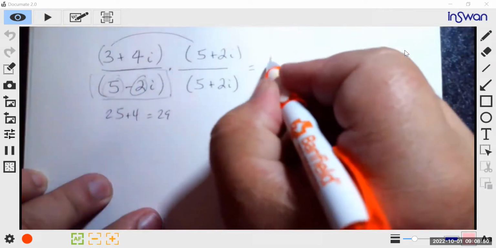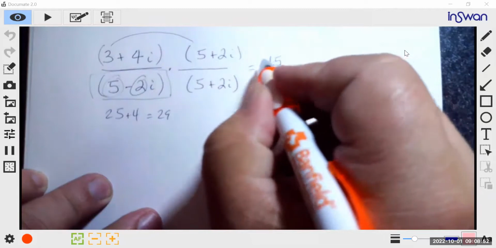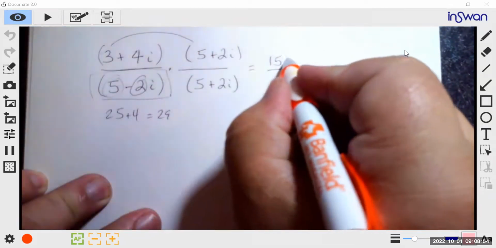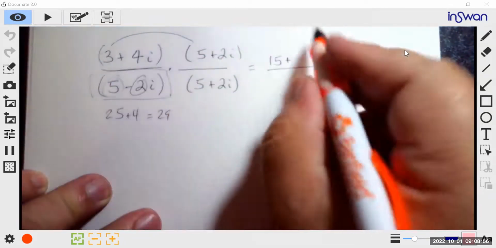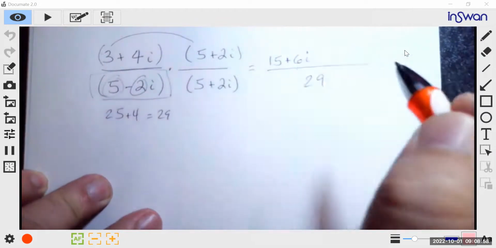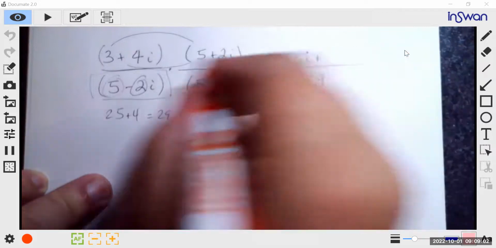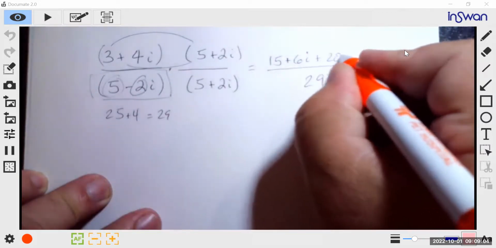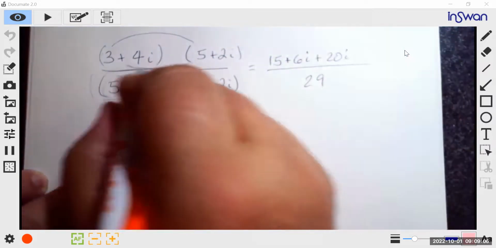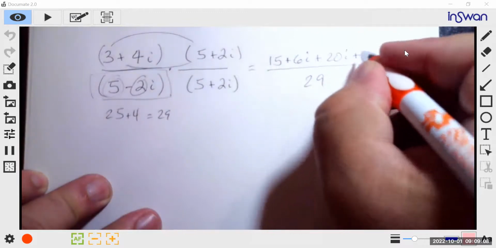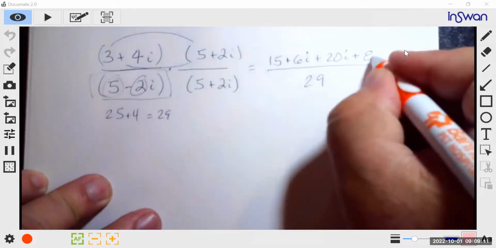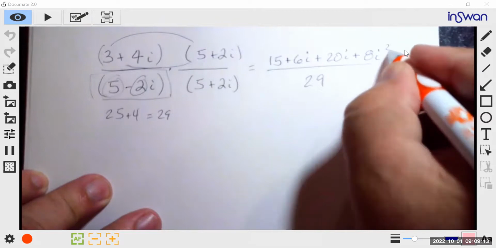Three times 5 is 15. Positive times positive is a positive. 3 times 2i is 6i. Positive times positive is a positive. 4i times 5 is 20i. Positive, positive. 4i times 2i is 8i. i times i is i squared.